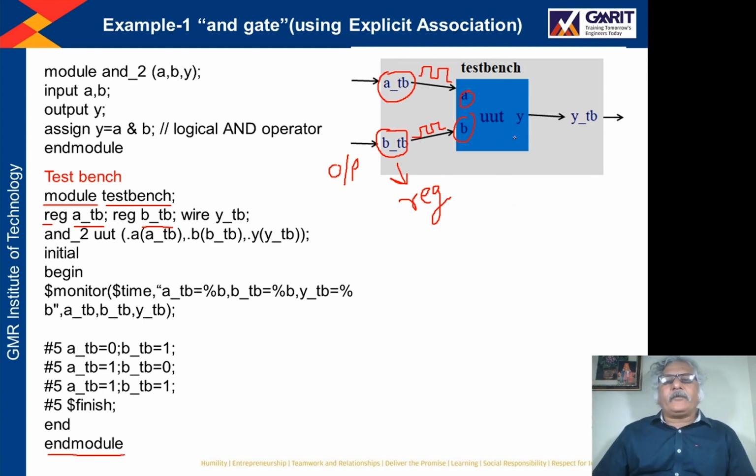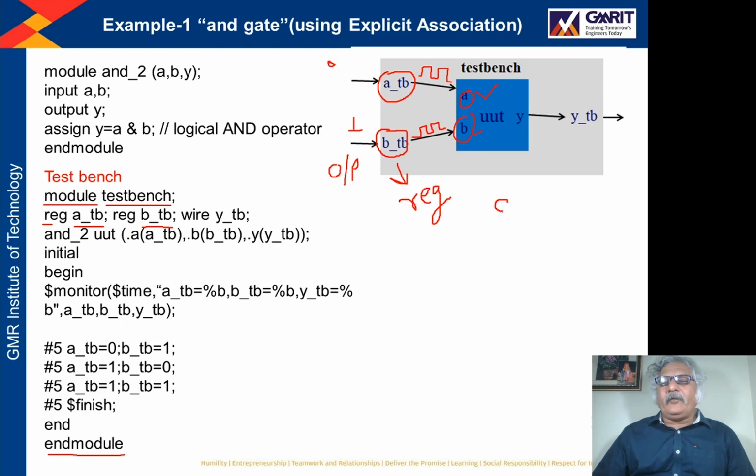Suppose you assign some value 0 at this pin A_tb, then this 0 will be the output of this, and this will be received by the input A. If you assign some value 1 to B_tb, then this 1 will be generated by this B_tb pin, and this will be received by B. So you have to assign some value to this.